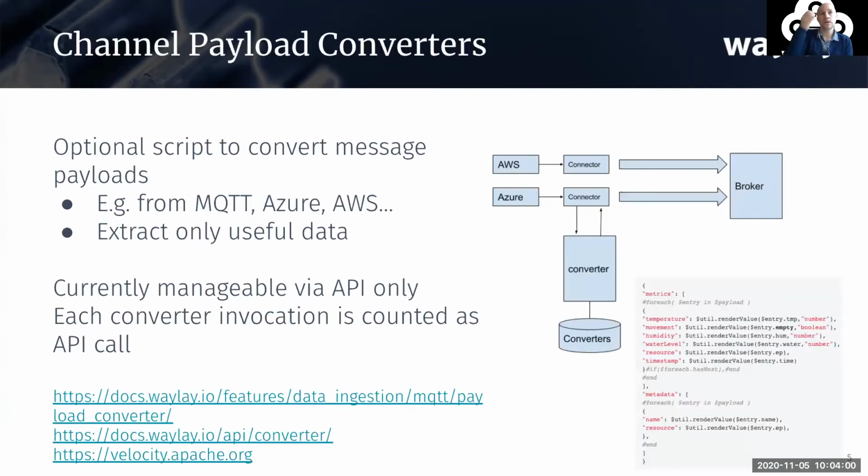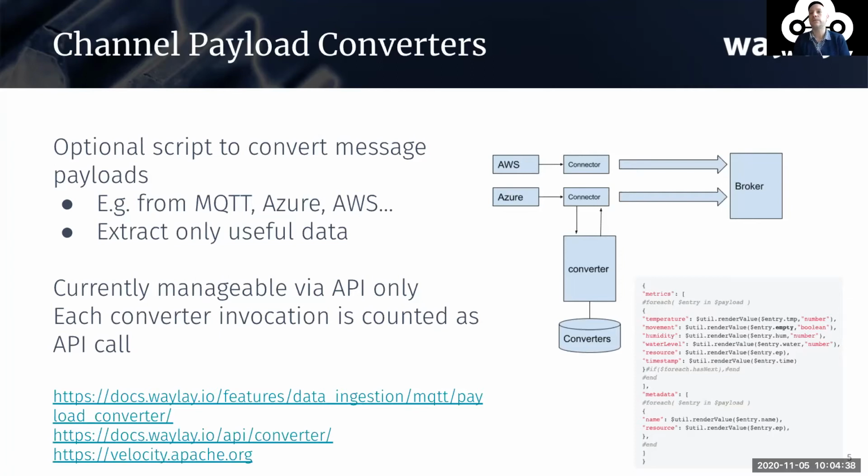Probably you know that we have this concept of channels, and channels is a way for us to integrate with existing IoT platforms like Azure IoT, AWS Cloud IoT, and MQTT, for example. Often what you see with these channels is that the data that we receive through those channels is kind of noisy, meaning that there's a lot of data in the payload of these messages, and not all of that data is useful for the rule engine.